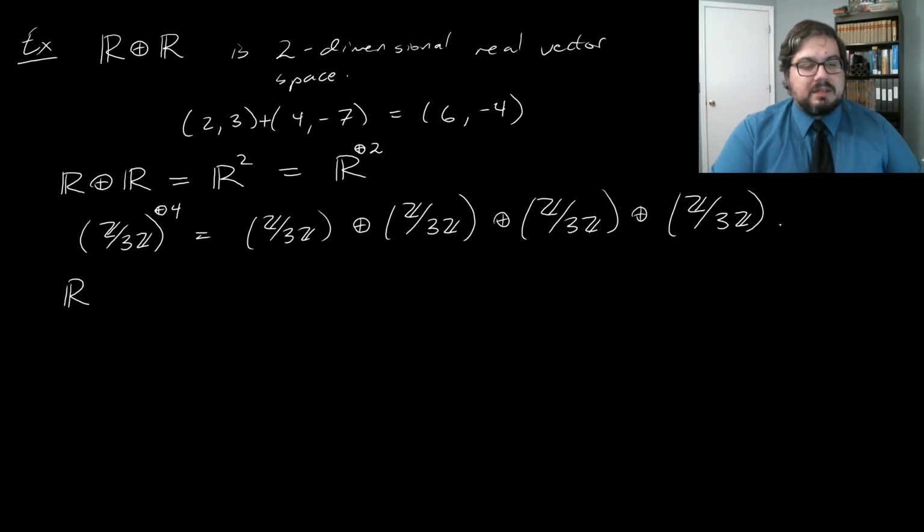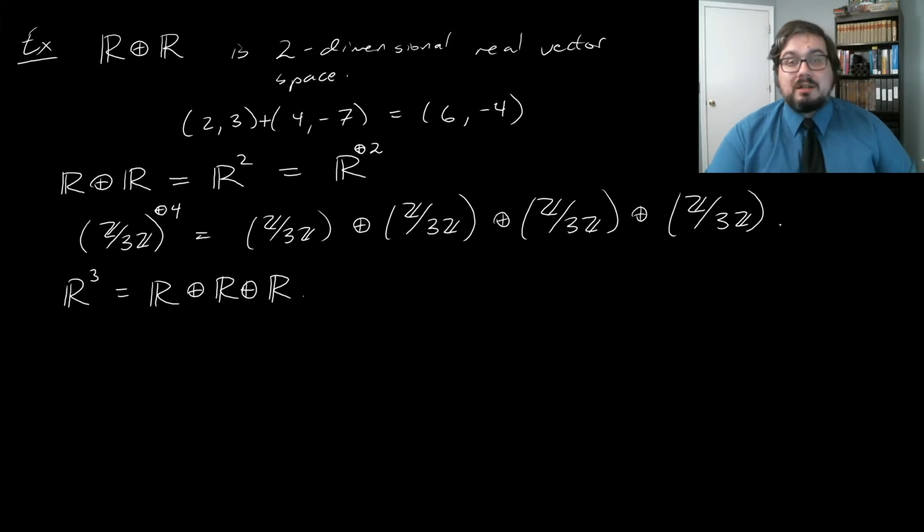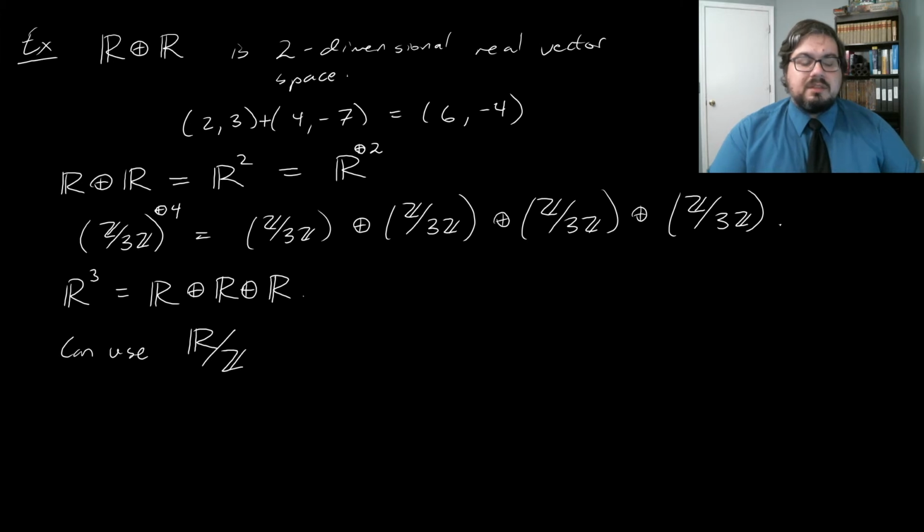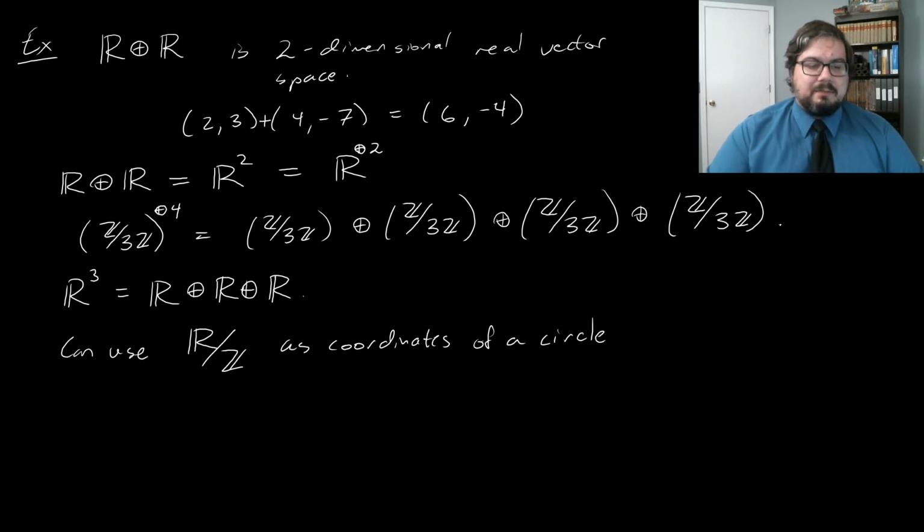We can also get three-dimensional real vector space, which is actually just the direct product of three copies of R together. And the operation of sum on these elements is just adding things component-wise. We can do more than this though. We can use the group R mod Z as the coordinates of a circle. So let's think about what R mod Z means.